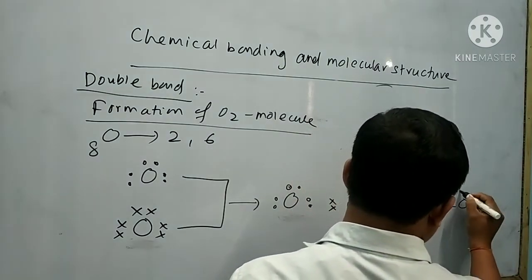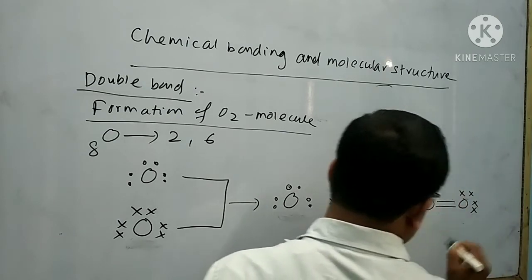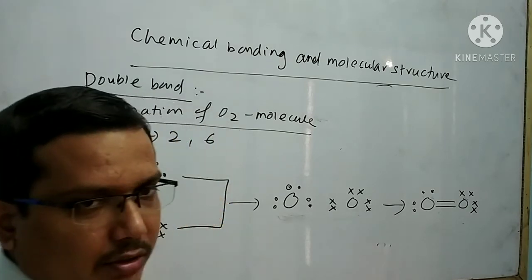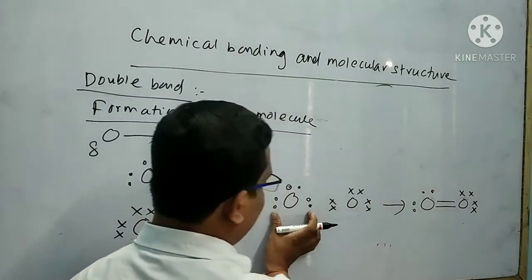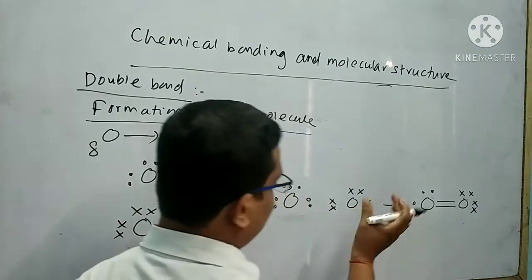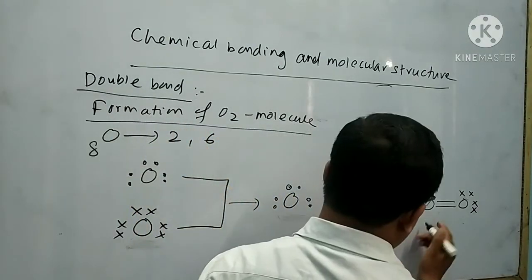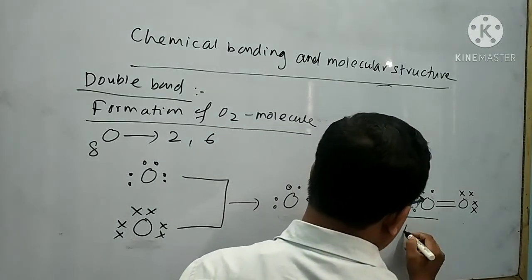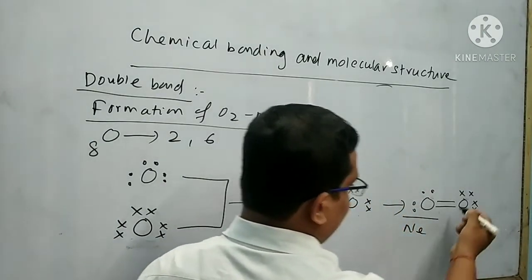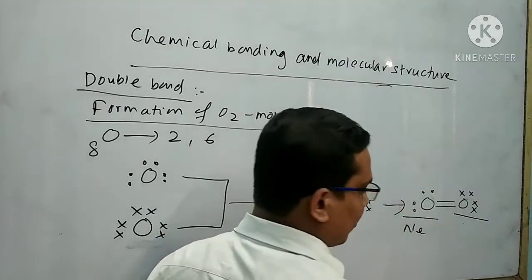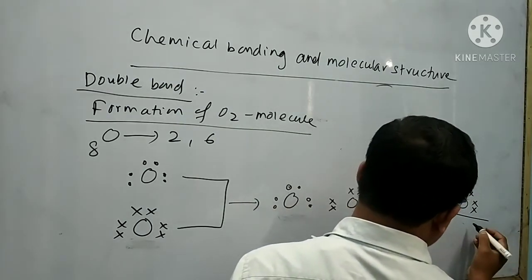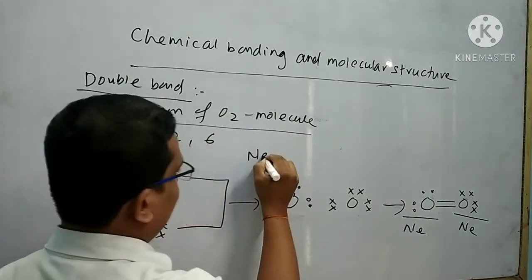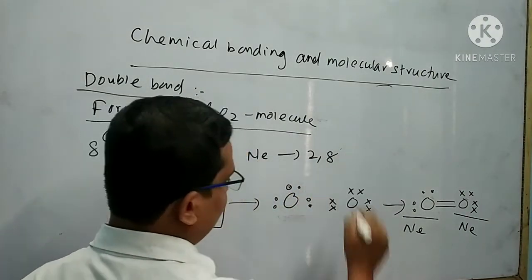This is the double bond, which is formed by 4 electrons, 2 electrons from this oxygen atom and 2 electrons from this oxygen atom. Look at that. This oxygen atom now attains the stable electronic configuration of neon. This oxygen atom also attains the stable electronic configuration of the nearest noble gas, that is neon. Neon has the electronic configuration 2, 8.